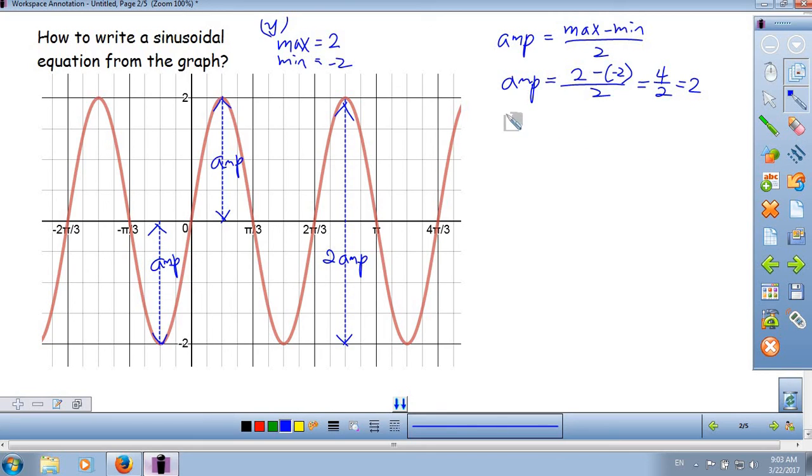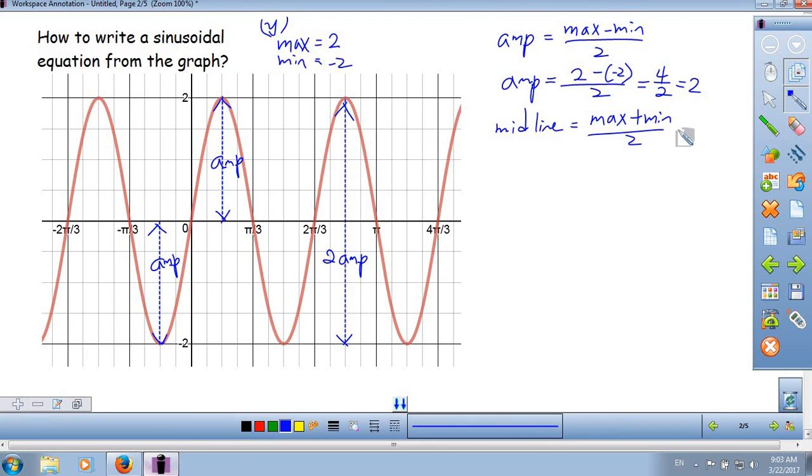Now how do you identify the midline or the vertical shift? The midline, or vertical shift, is going to be the average of the maximum and the minimum. So the midline, as you can see, is in the middle. It's halfway between maximum and minimum.